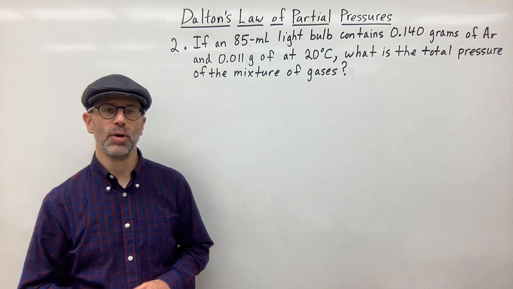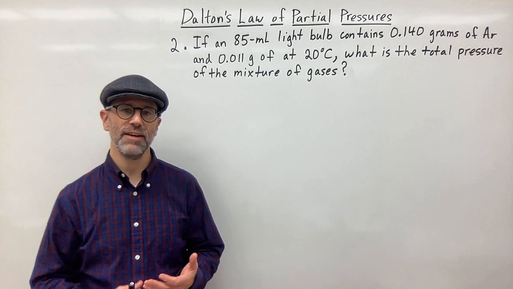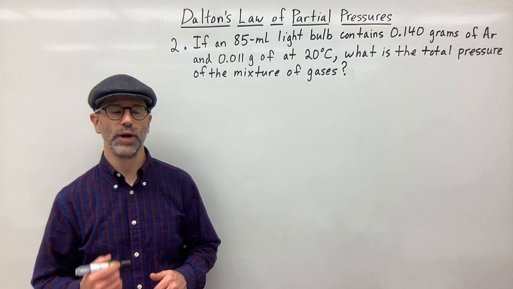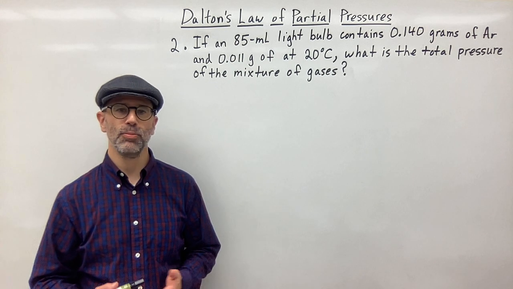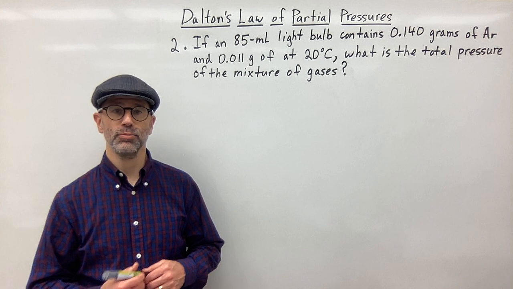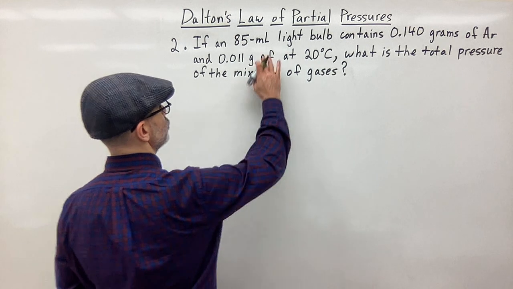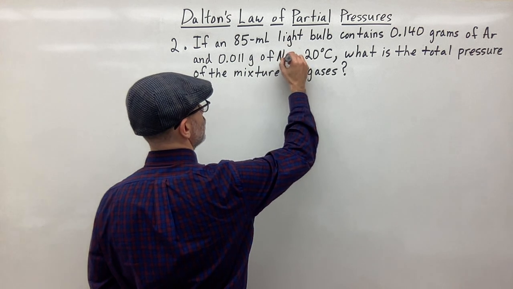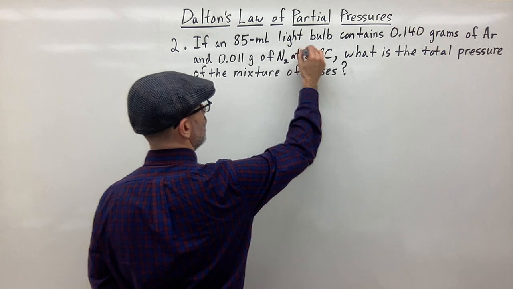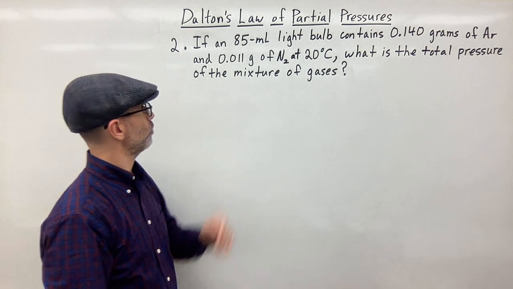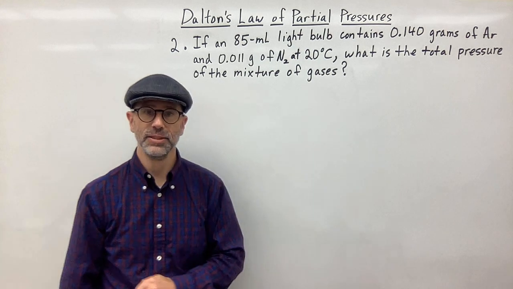So in this problem, we're told that if an 85 milliliter light bulb contains 0.140 grams of argon and 0.011 grams of, oops, I forgot, that should be nitrogen, right? So that should be N2 at 20 degrees Celsius. What is the total pressure of the mixture of the gases?